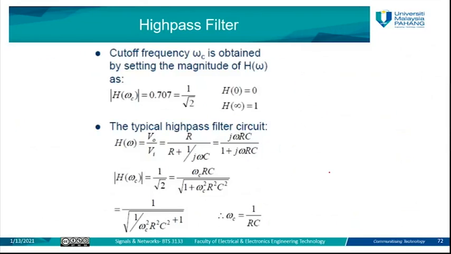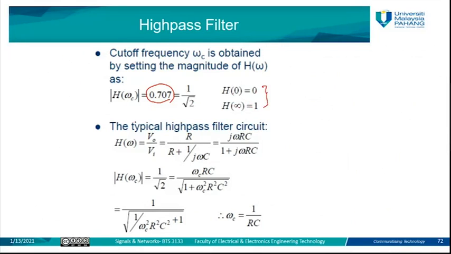What is the value of H? For omega C it is the same here. The cutoff frequency value will give you half of the power, which is negative 3 dB. So this is equivalent to 0.707 here. H of 0 is equal to 0. H of infinity is equal to 1. So this is for the high pass filter. This is the main characteristic for the high pass filter.